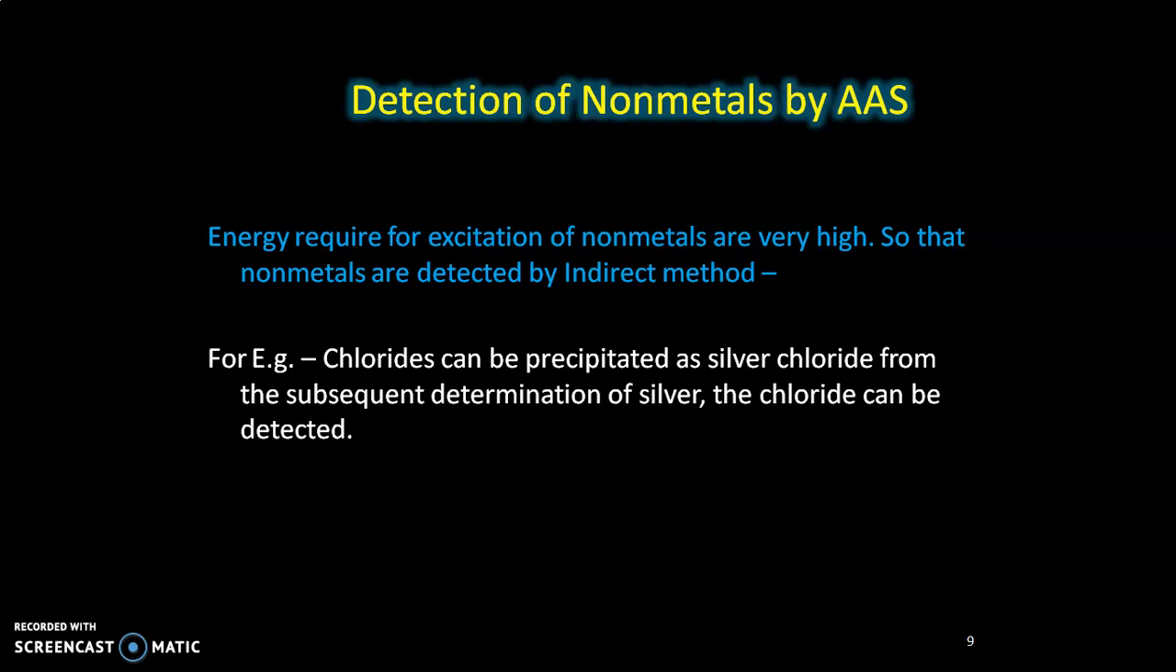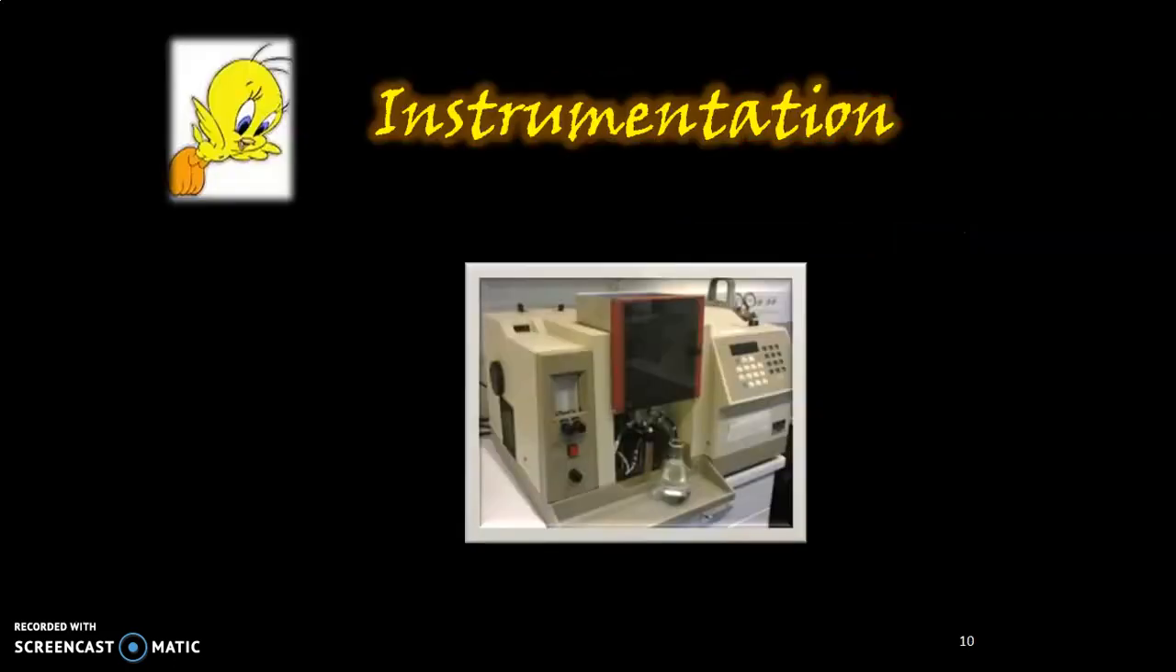Atomic absorption spectroscopy is helpful for detection of non-metals also. The energy required for excitation of non-metals is very high, so non-metals are detected by an indirect method. Example: chlorides can be precipitated as silver salts. From the subsequent determination of silver, the chloride can be detected.